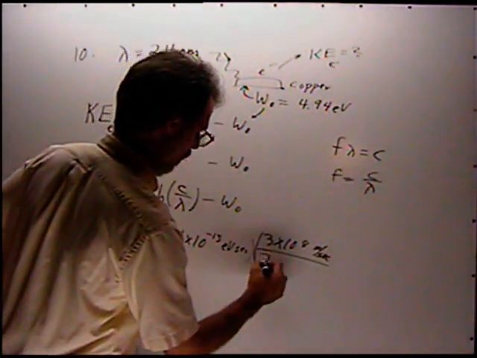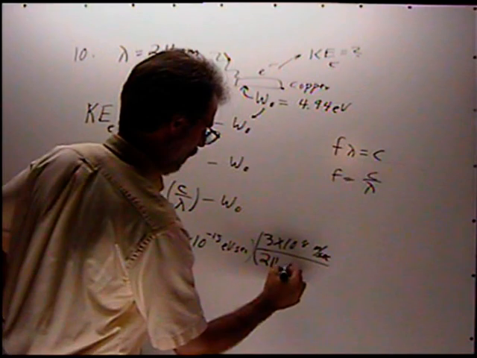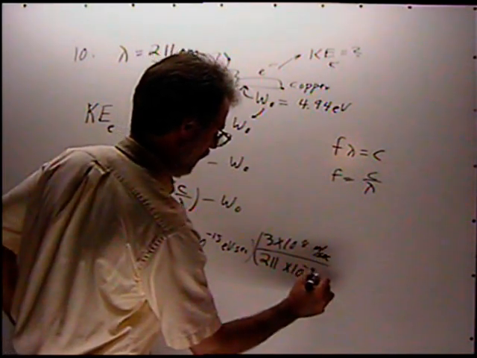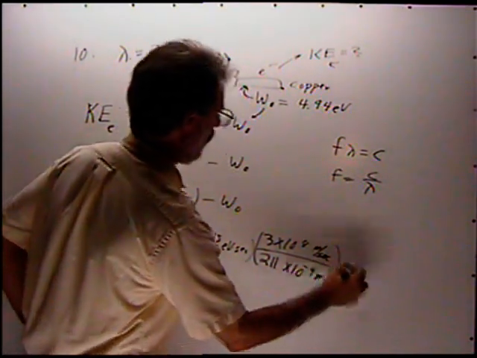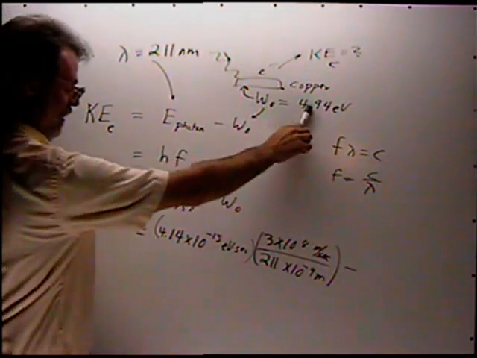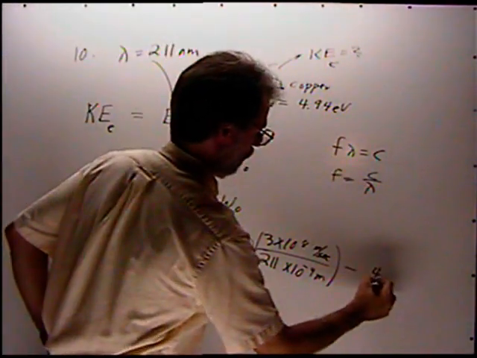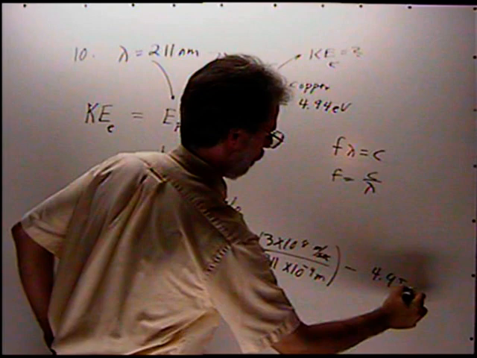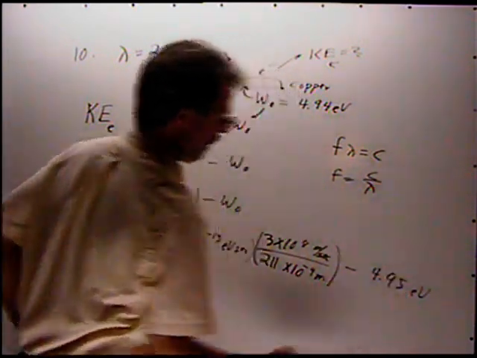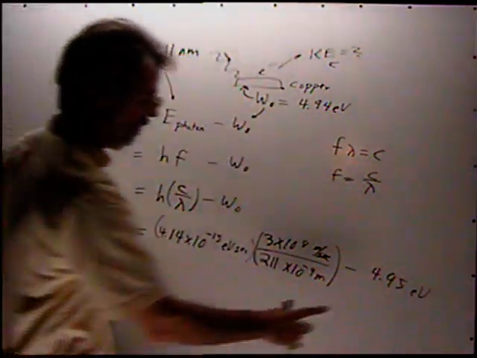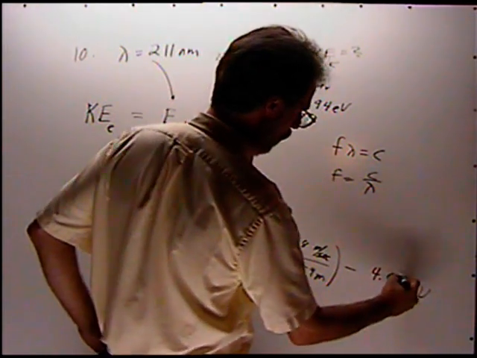Okay, and I'm going to put in the lambda is 211 times 10 to the minus 9 meters, and I subtract then the work function, 4.94 electron volt.